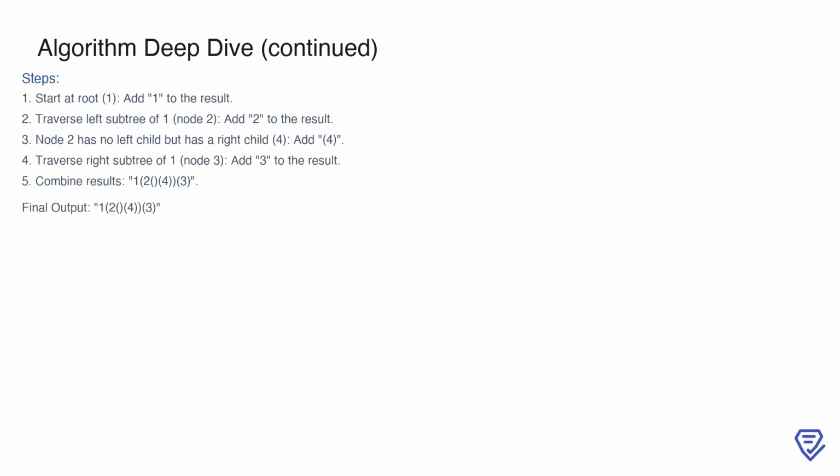Since node 2 has no left child but has a right child, we add empty parentheses followed by 4 to represent its right subtree. Returning to the root, we now traverse its right subtree. At node 3, we simply add 3 to the result, as it has no children. Combining these parts, the final output string becomes 1(2()(4))(3). This example demonstrates how the algorithm accurately constructs the tree's string representation while adhering to the rules for parentheses placement.